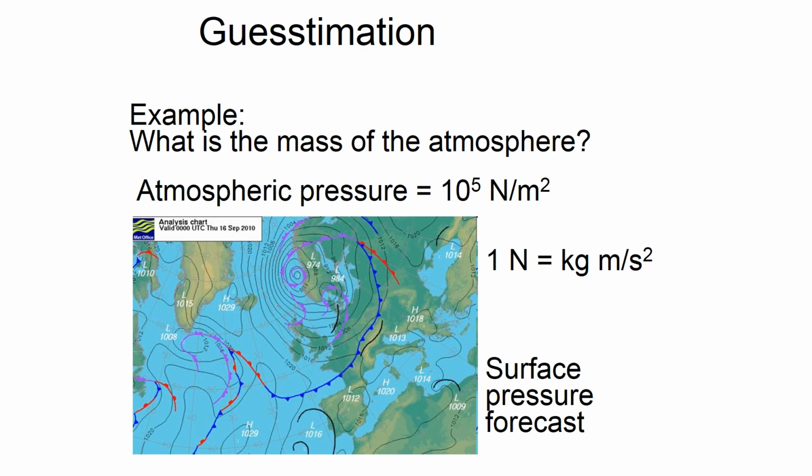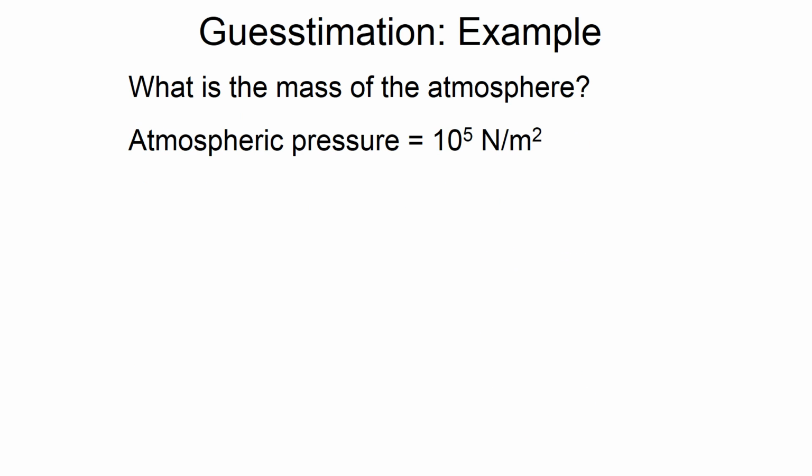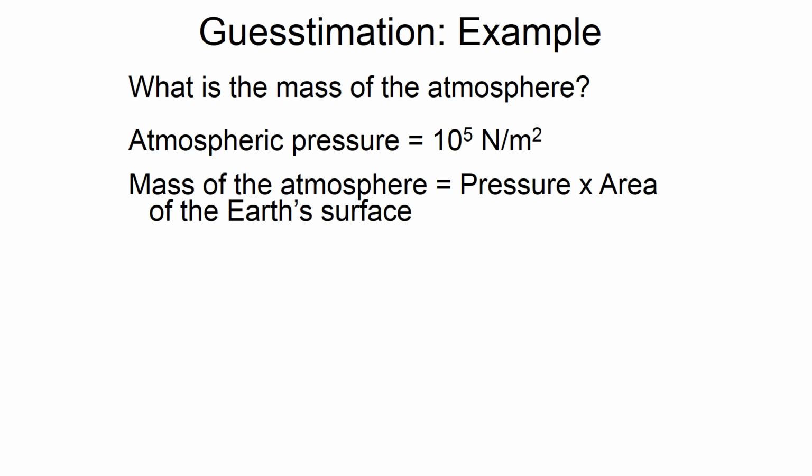Now, with just this information, we can work out the total weight of the atmosphere. We're going to have to make some assumptions as well. We also need to know how big the Earth is. So I'm just going to go through how we would do that. We say atmospheric pressure is 100,000 newtons per meter squared, and the mass of the atmosphere is the pressure times the area of the Earth's surface. If we know how much each meter squared weighs, we just need to multiply that up over the whole atmosphere. That should actually be mass times area.